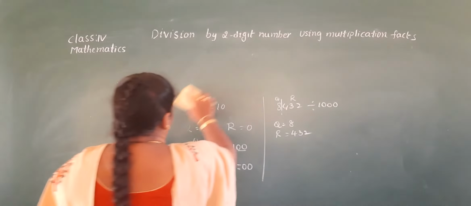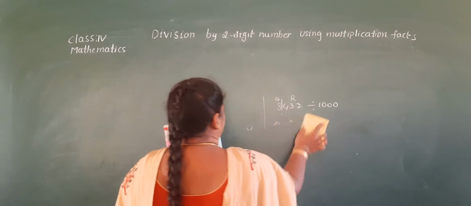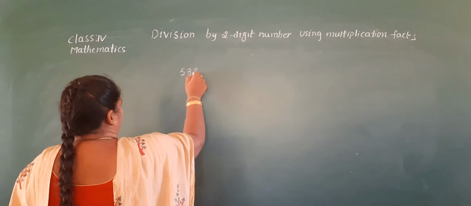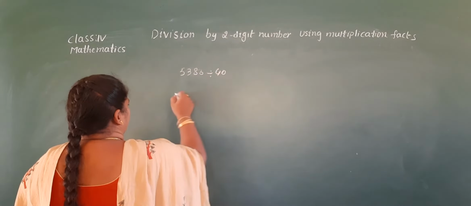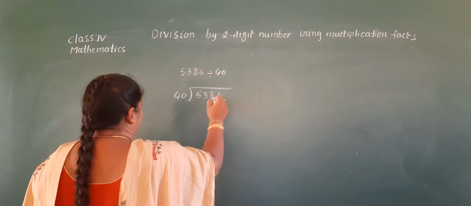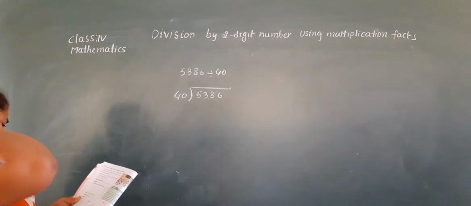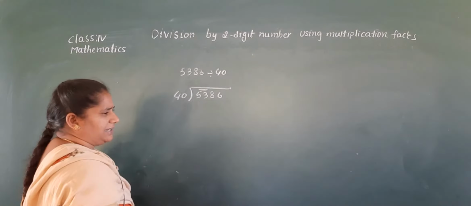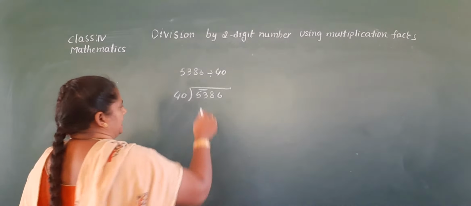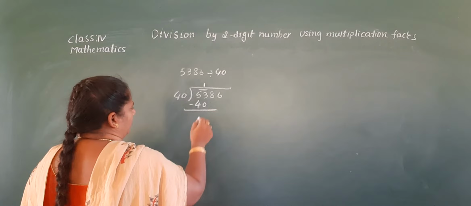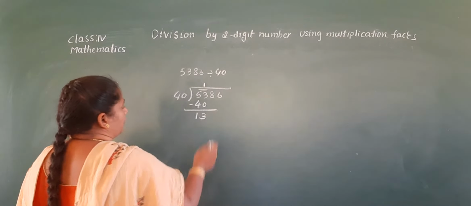Example 2, see, ma, 5386 is divided by 40. How can you do this problem? Simple, Nana. We'll write the 40 table. 40 ones are 40. Take 2 digits, 53. Which one is the nearest number? As 40 ones are 40, write 1 in the quotient place and bring it down. 53 minus 40 is 13.